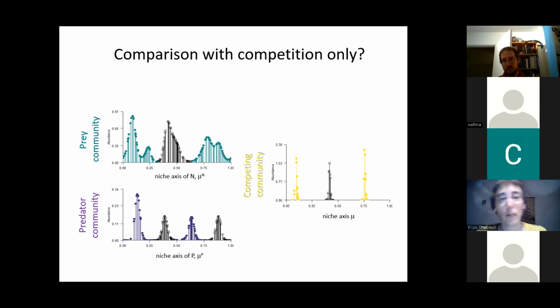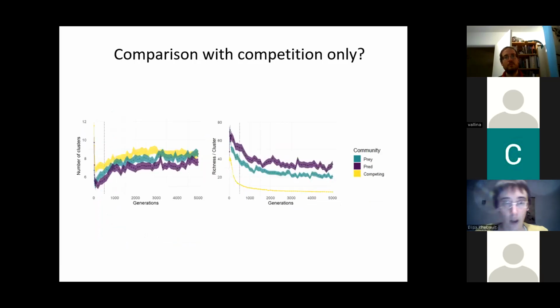And here what I will show is the average number of clusters for all the simulations together, and for simulations that we ran for a relatively long time. Okay. So in the graph here, you have the time unit of the simulations with the number of clusters that were found for the community with only species in competition, and the number of clusters found for the prey and predator communities.